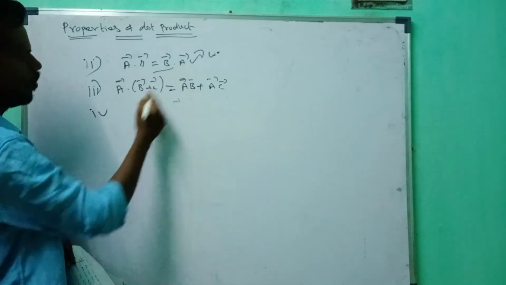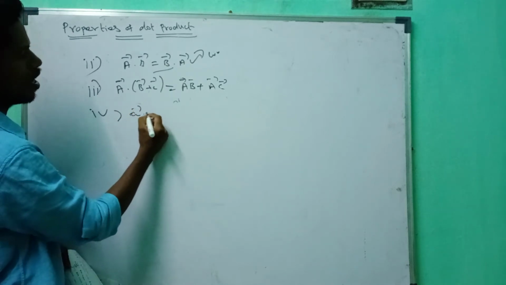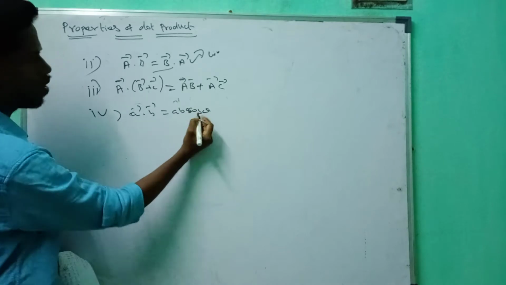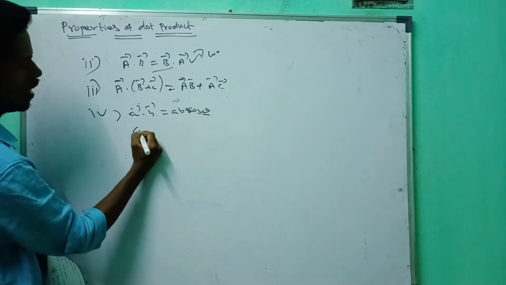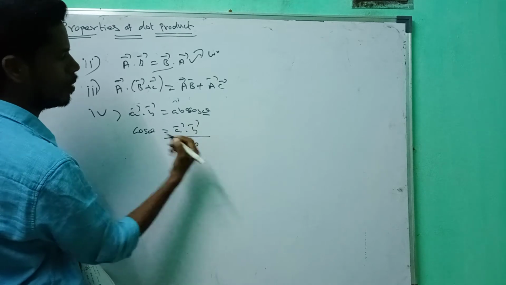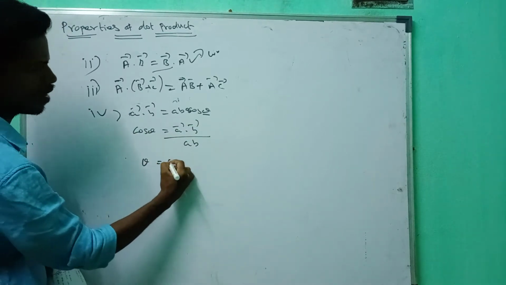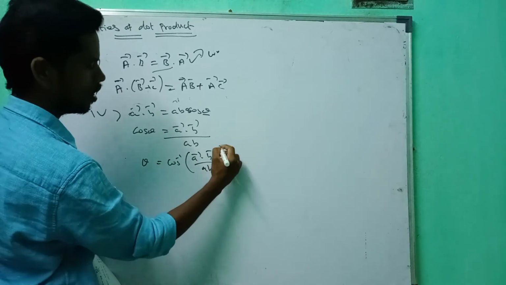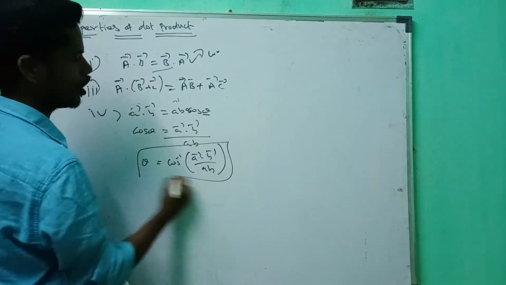And the fourth property is the angle between two vectors. We know the formula a vector dot b vector equal to AB cos theta. So cos theta equal to a vector dot b vector divided by AB. I want only theta, so theta equals cos inverse of a vector dot b vector divided by AB. This is the angle between the two vectors.